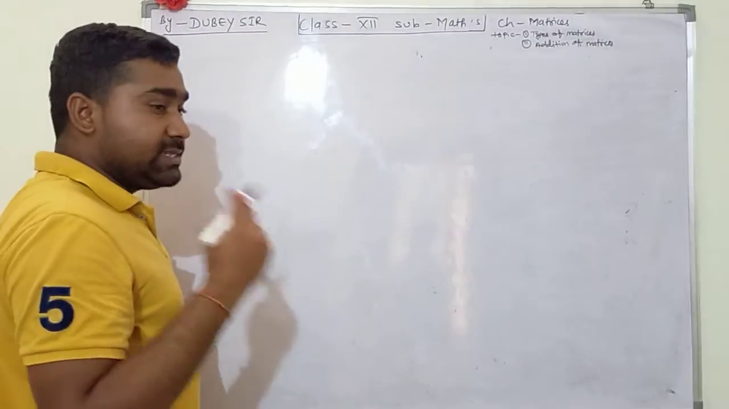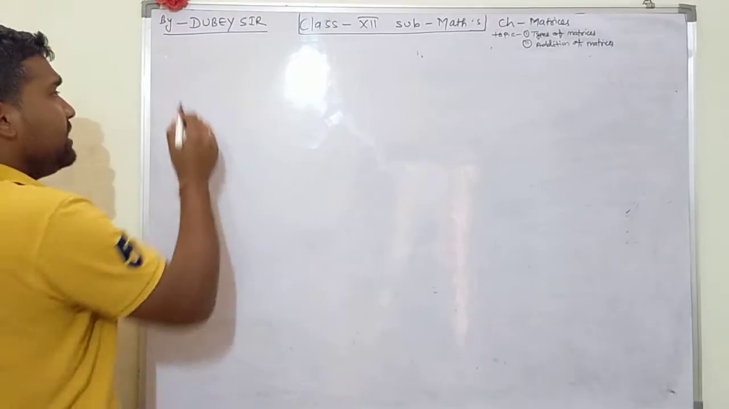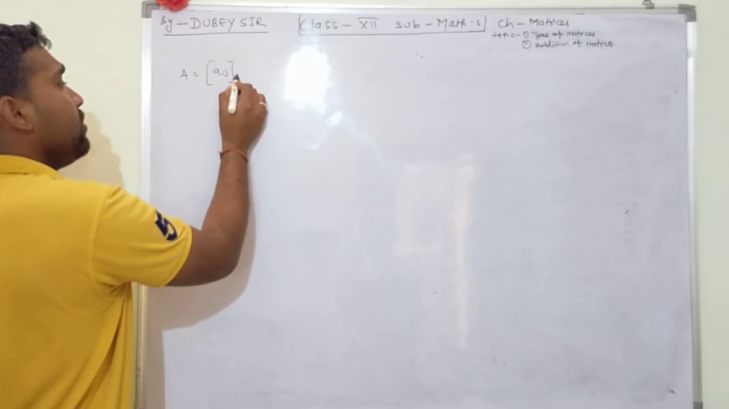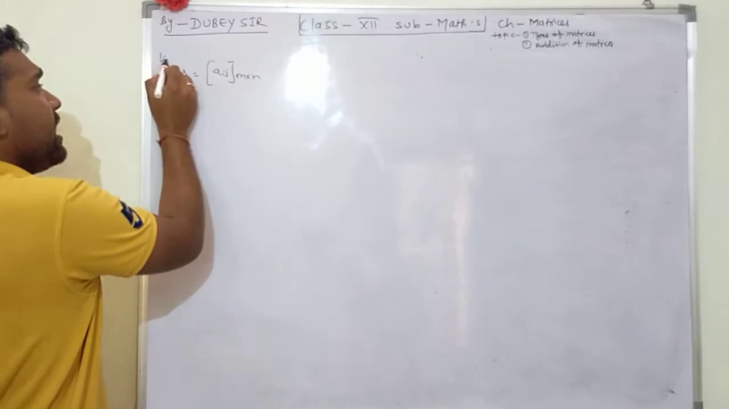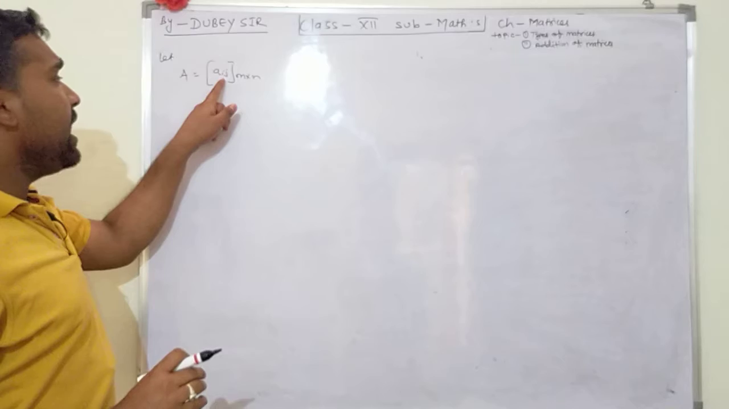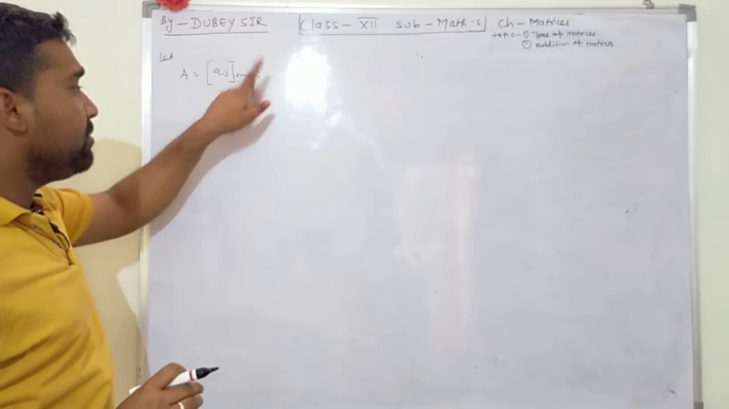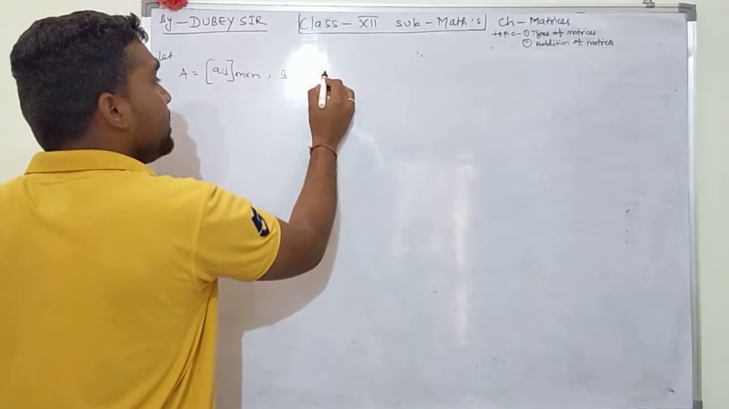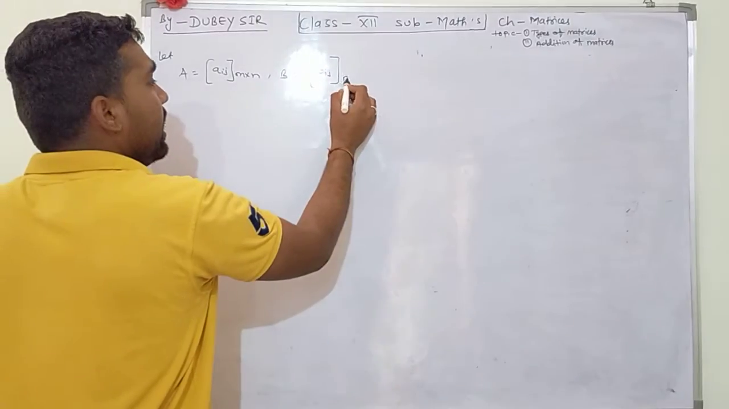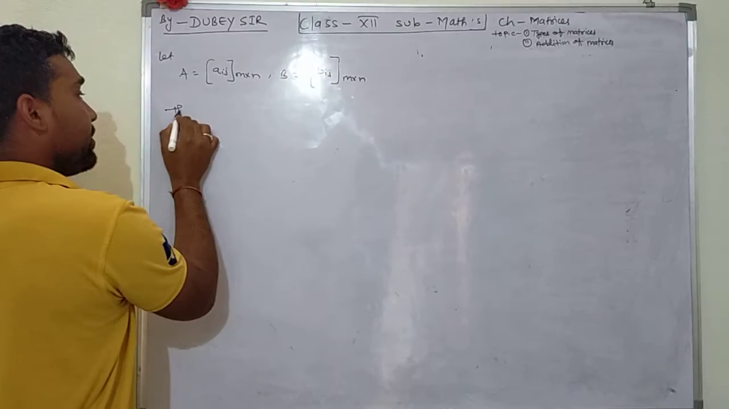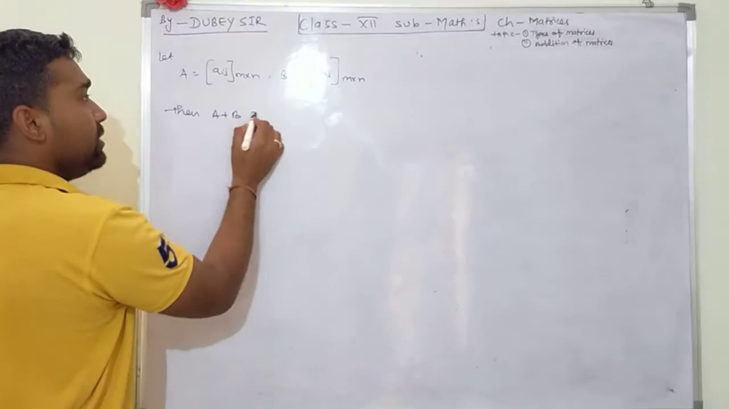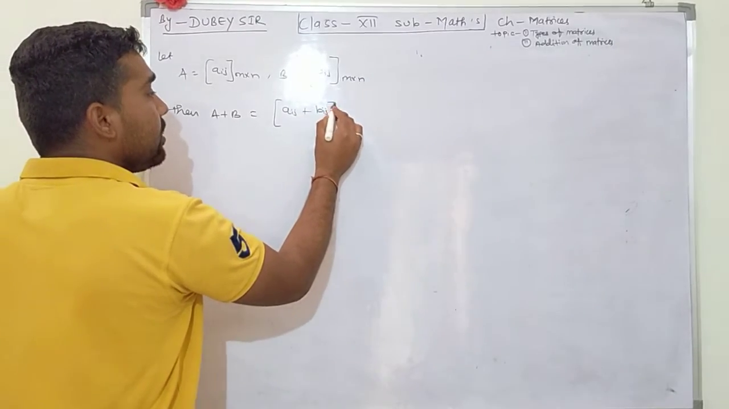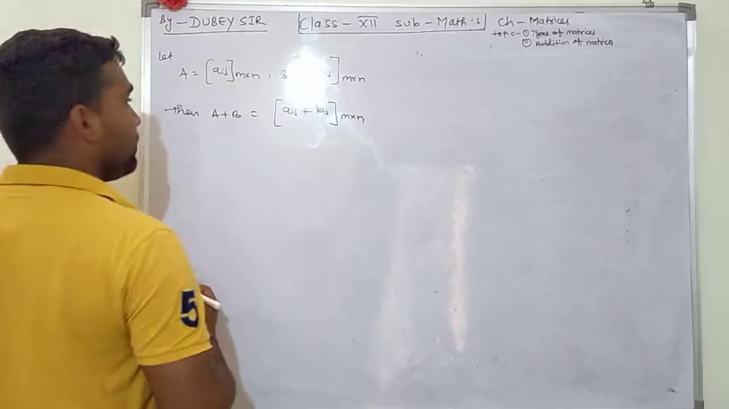We have to add two matrices. We know that a matrix is represented by A = [aij] of order m into n, where aij is the element in the i-th row and j-th column. And B is a matrix whose elements are bij, of order m into n. Then A plus B equals [aij plus bij], of order m into n.